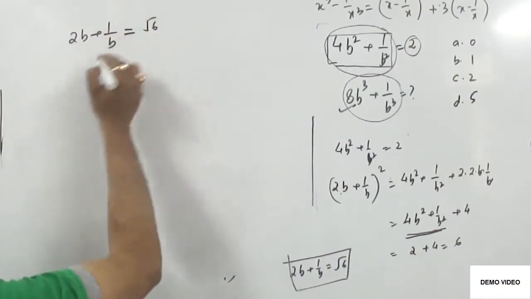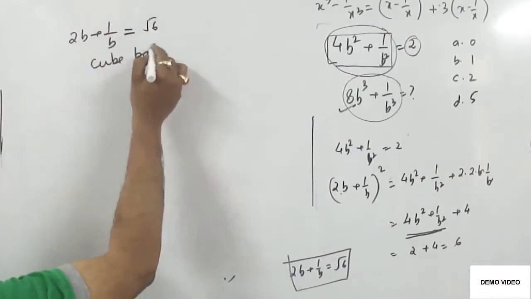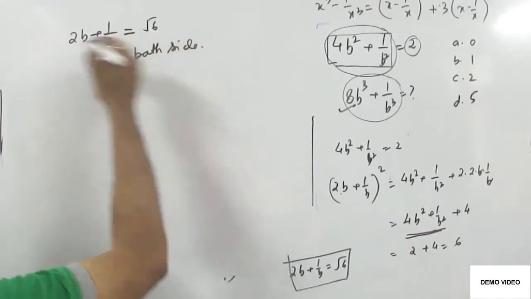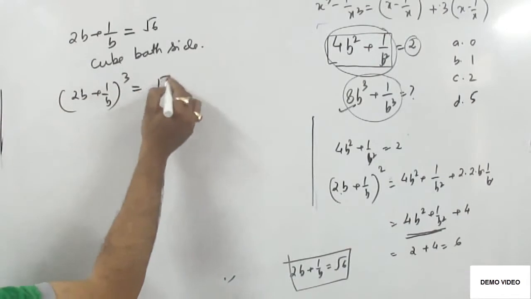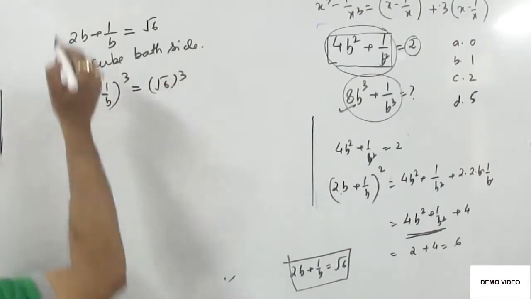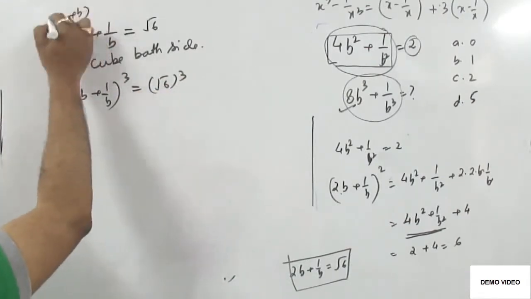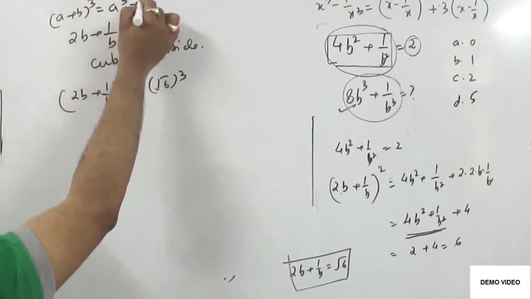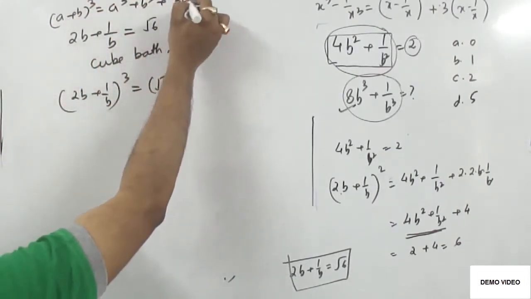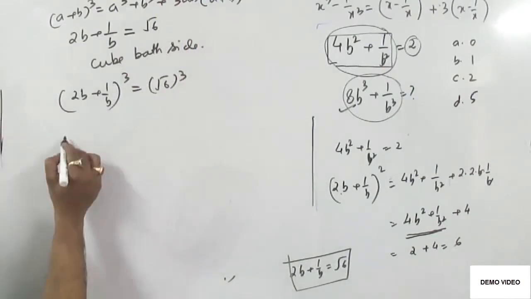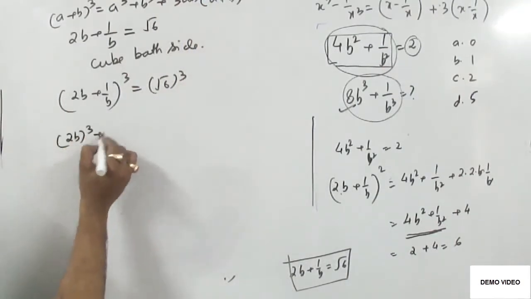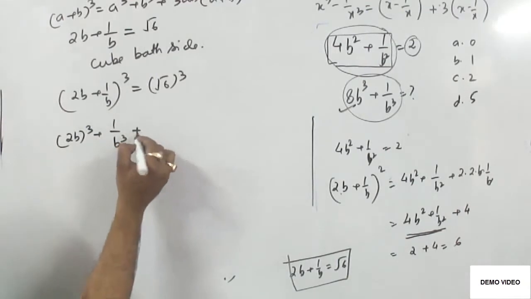Right? Because when we cube root 6, it would be root 6, root 6, root 6, which gives you 6 root 6. Now (2b) cube is 8b cube, plus 1 upon b cube. The b cancels, it is 6, and the value of this root 6 is equal to 6 root 6. We have to calculate this. We will shift this part. 6 root 6 minus 6 root 6. Answer is 0. So our correct answer is A. Next question.